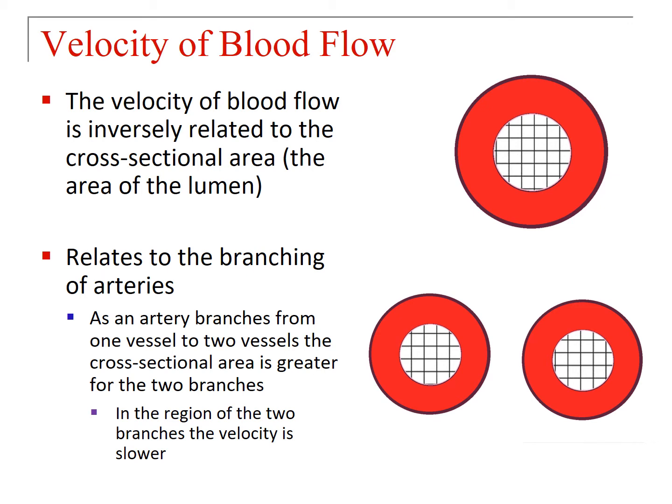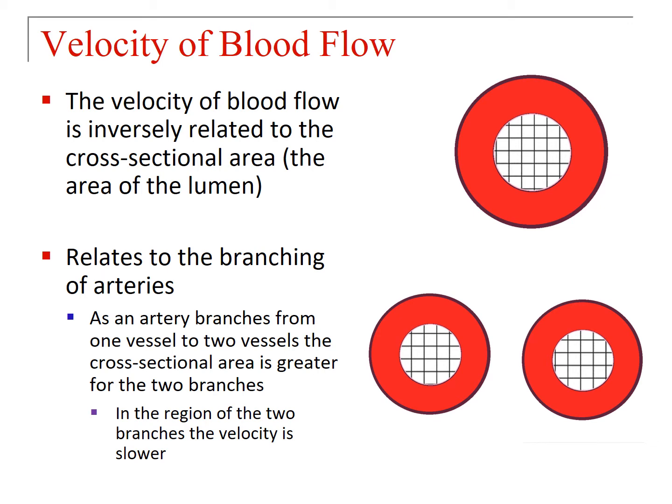So when we're talking about total cross-sectional area, we're talking about the area of all of the branches from your original blood vessel. So basically, as an artery branches from one vessel to two vessels, the cross-sectional area is greater for the two branches, and in the region of this branching, the velocity is slower.